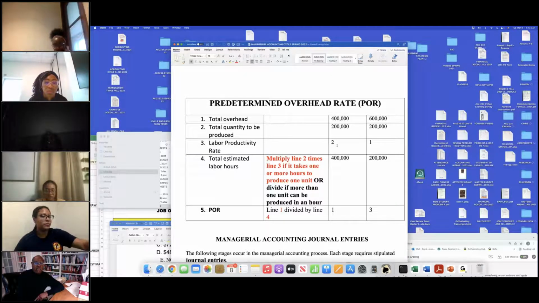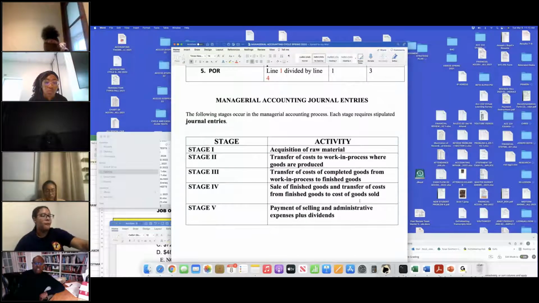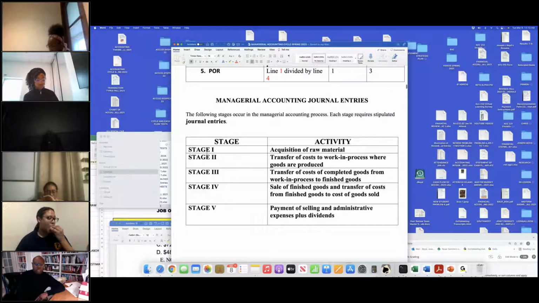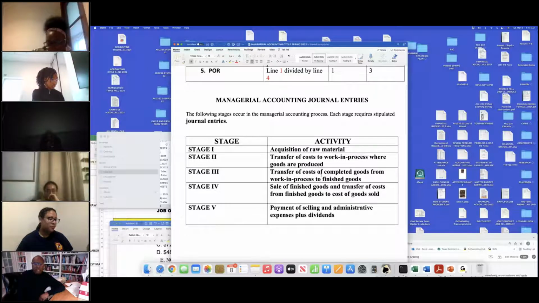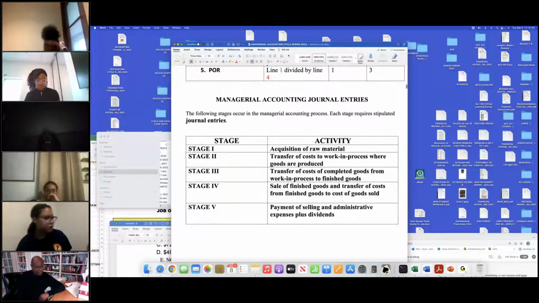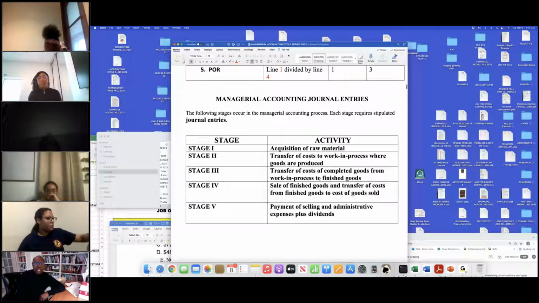Okay. With journal entries, I tell you, we would look at these in stages. So now, item two in that managerial accounting cycle, making journal entries. To help you work with making the journal entries easier, I put them in stages. Stage one, acquisition of the raw materials, a set of journal entries. Stage two, transfer of the goods to work in process, a set of journal entries. Stage three, transfer to finished goods, a journal entry. Stage four, sell the item, and we have several journal entries there. Then stage five is payment of the selling and administrative expenses plus dividends. And so in general, we have our journal entry set.